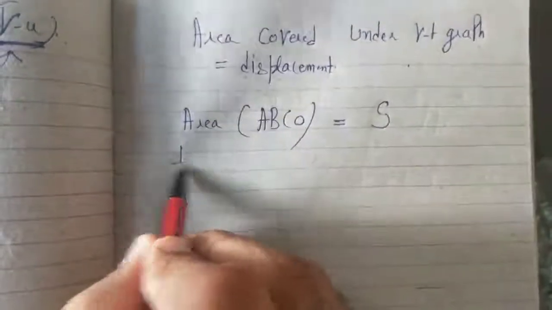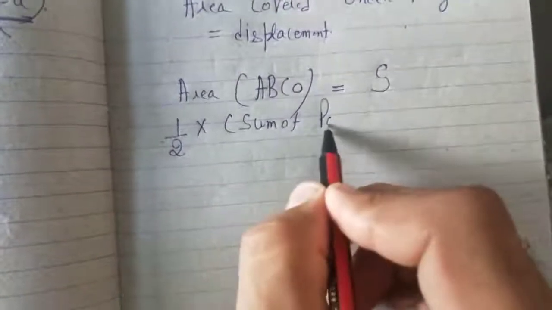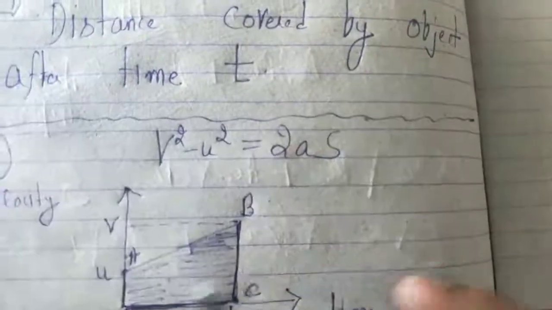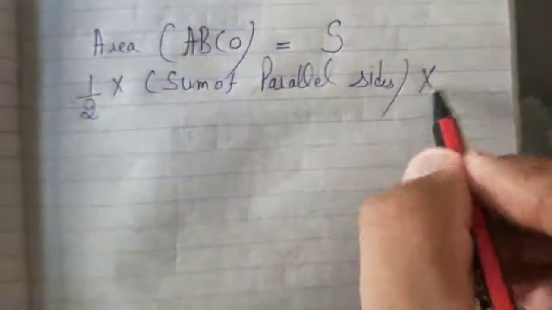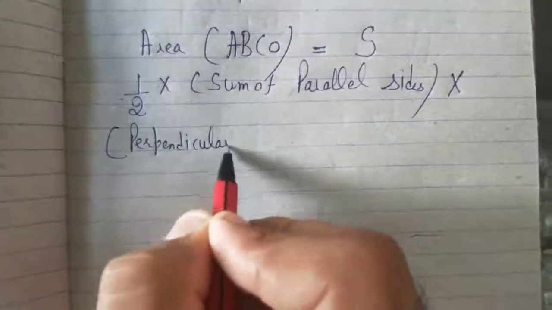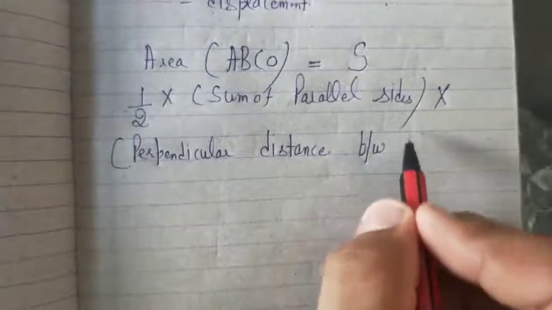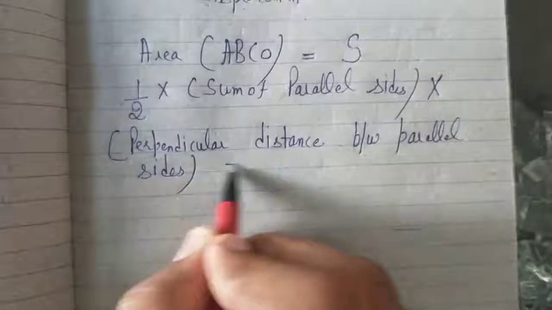So the area of a trapezium is half into sum of parallel sides, because a trapezium has two parallel sides. This is the first parallel side and this is the second parallel side, and this is the perpendicular distance between the parallel sides. Half into sum of parallel sides into perpendicular distance between parallel sides is equal to S.